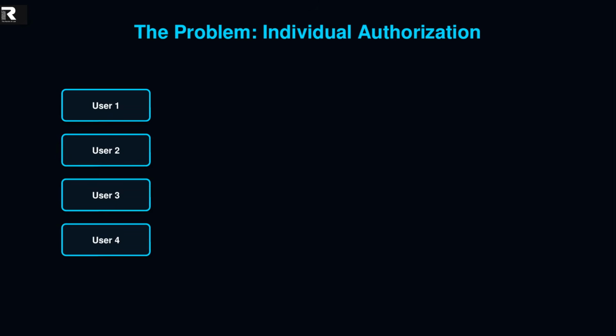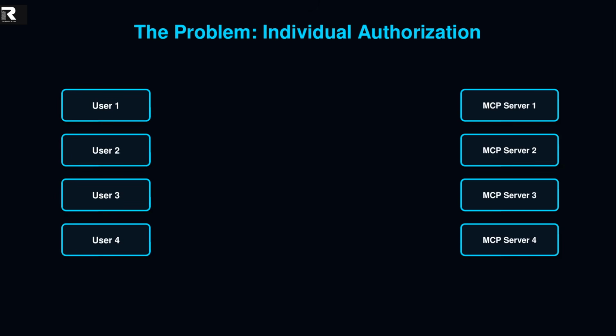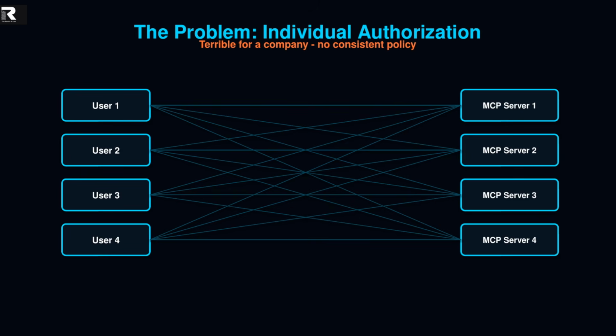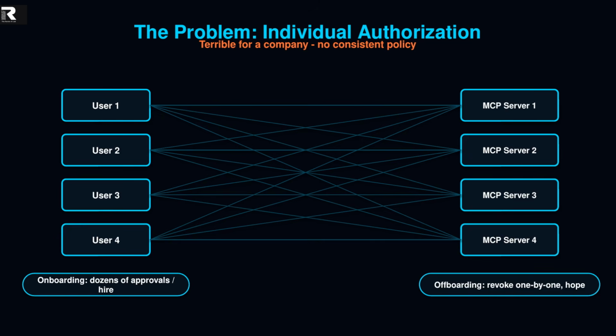Here's the default MCP authorization model. Each user individually authorizes each MCP server they connect to. Fine for a consumer app. You want control over your own data. Terrible for a company. Security teams can't enforce consistent policy when 1,000 employees are each making their own access decisions. Onboarding means manually authorizing dozens of tools per new hire. Offboarding means revoking access, service by service, person by person, and hoping you didn't miss one.